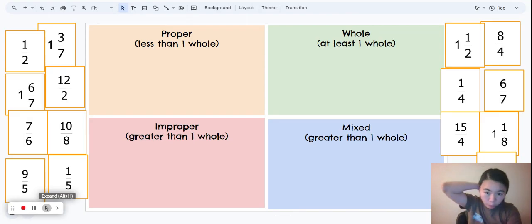Okay, so there are 4 different types of numbers in this practice. There are proper fractions. That's when the numerator is smaller than the denominator. These are all numbers that are less than 1 whole. Okay, they're smaller than 1.